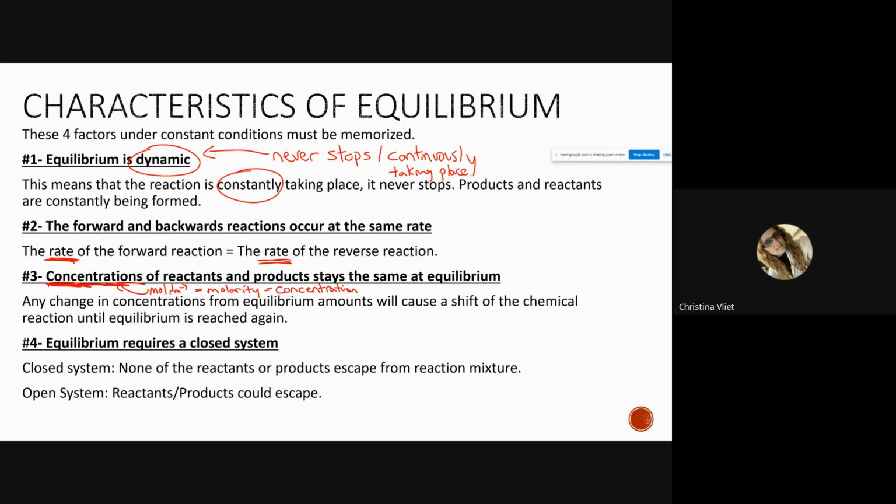Any change in concentrations from equilibrium amounts. So if we change the amount from the amount that we had at equilibrium, like we have more reactant, we'd be like, let's add more reactant. That will cause a shift in the reaction.